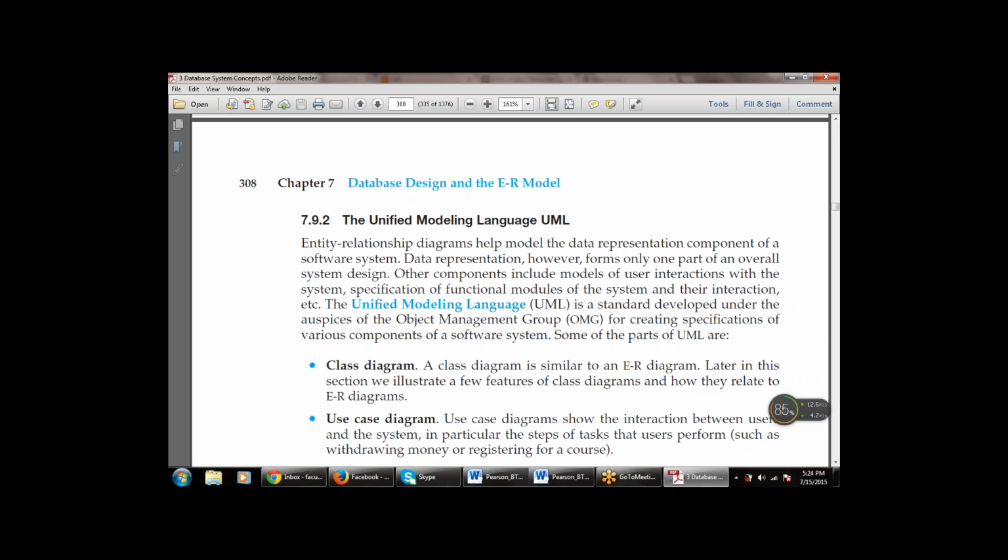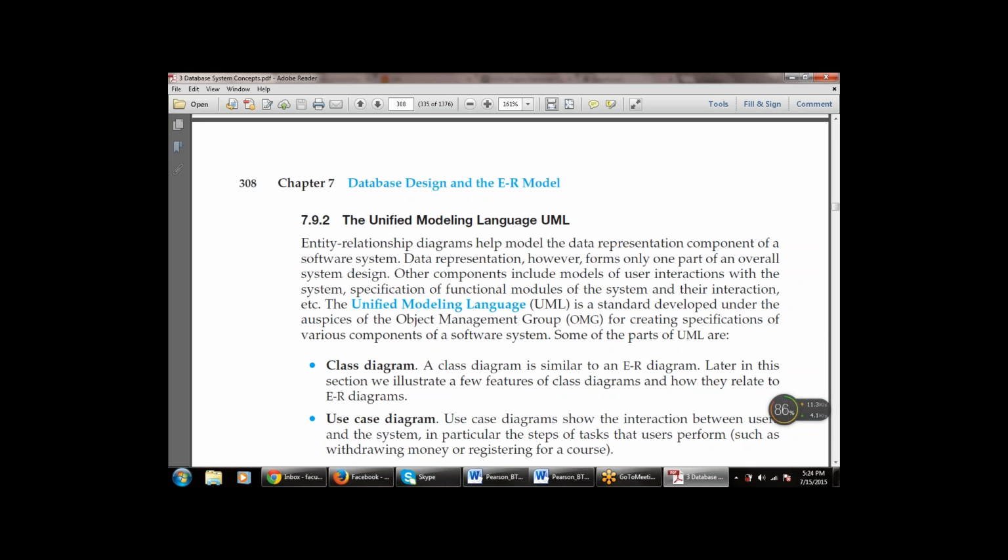Other components include the model of user interaction with the system, the specification of functional modules of the system, their interaction, etc. So what are the various modules that will be used? What are the various models that will be used for the user interaction? That is the specification of the functional modules and their interaction.